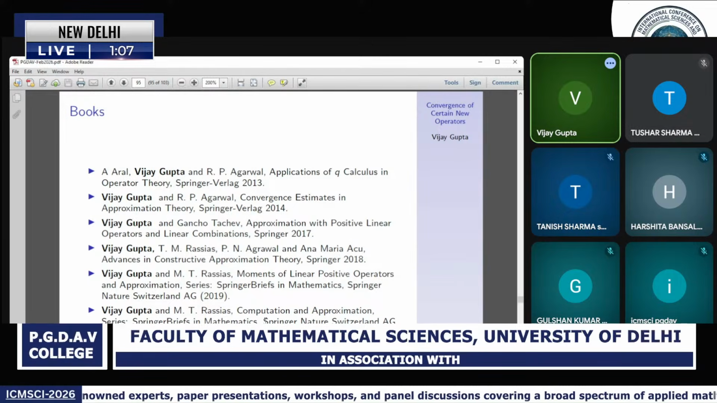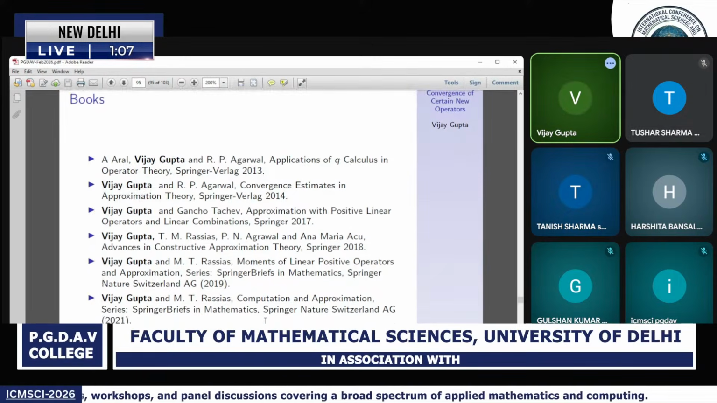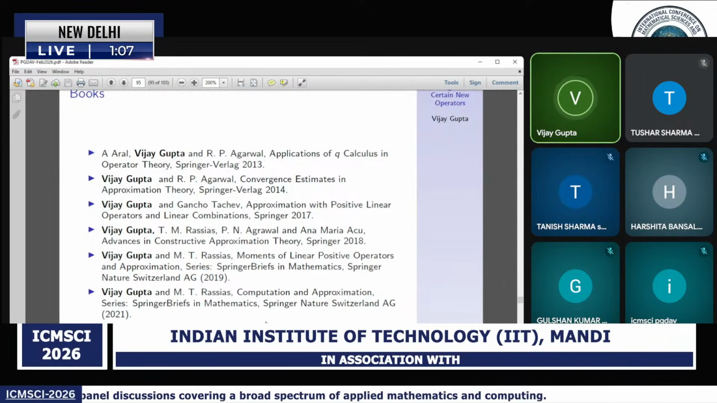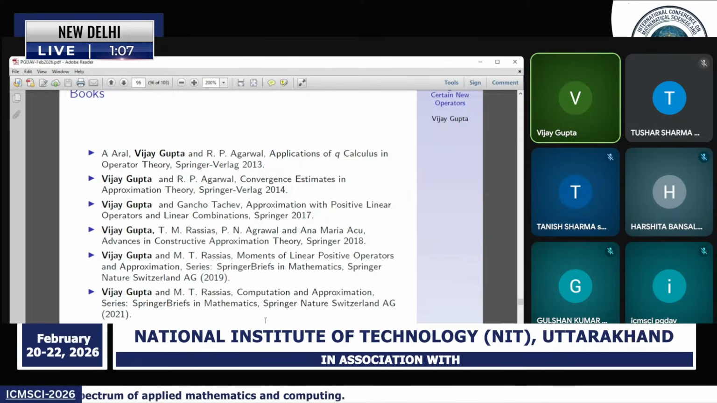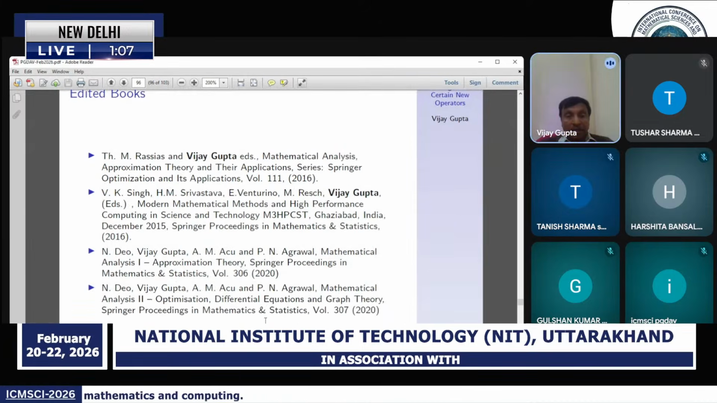And these are some of the books which I have written in approximation theory. All are in approximation. Some books are edited books.